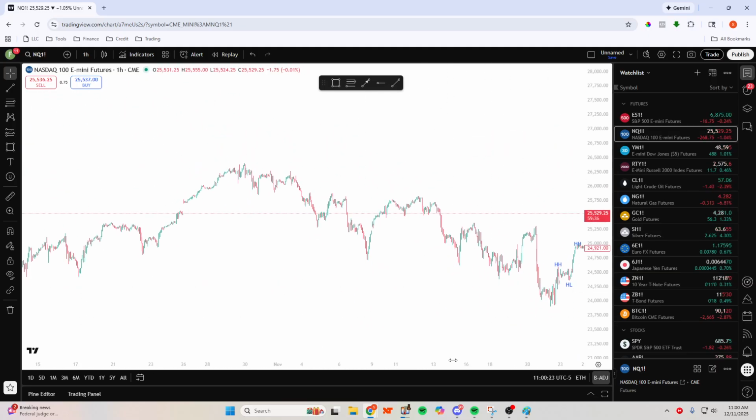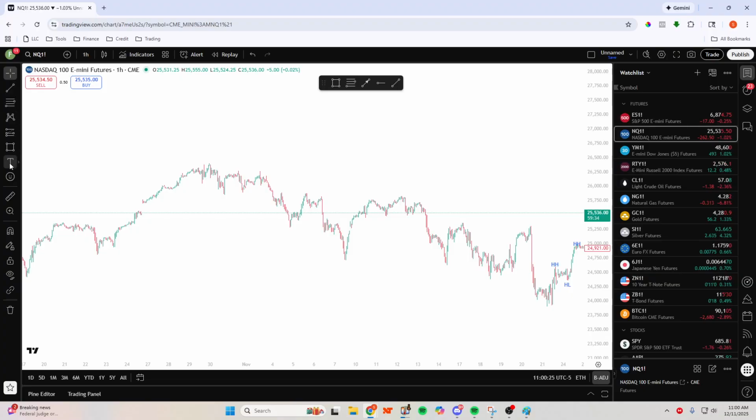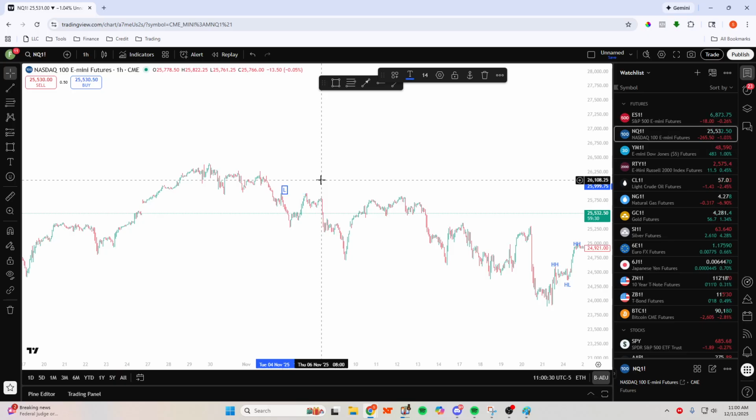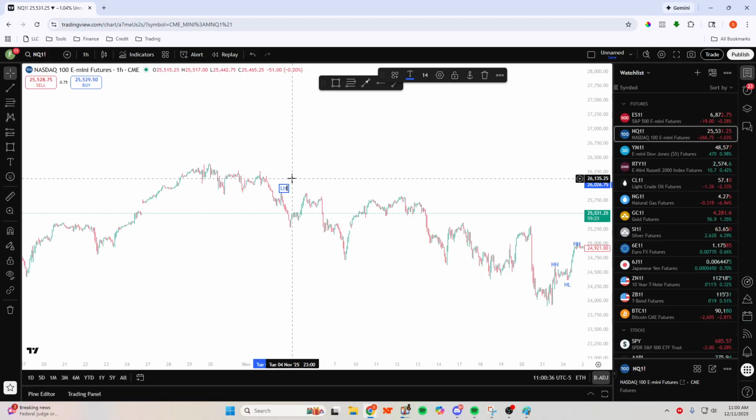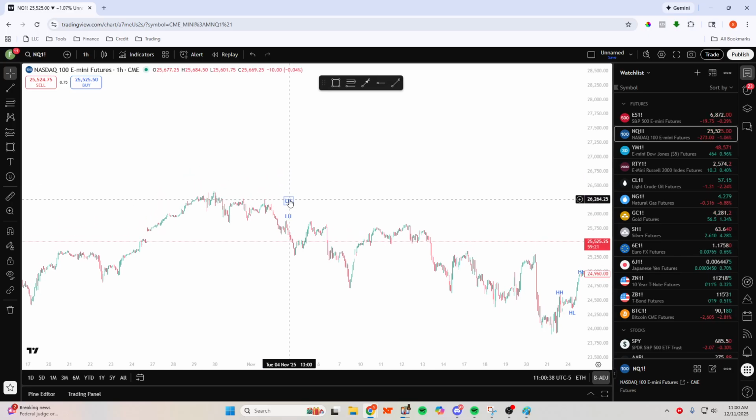And then here, you can see, right here, for example, we have our lower high. And then we have here, just copy this and paste this. We have our lower low.